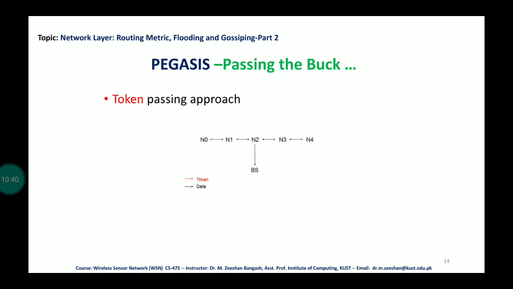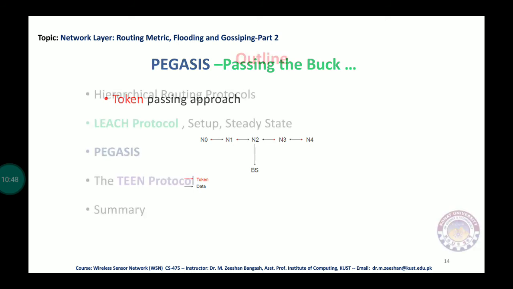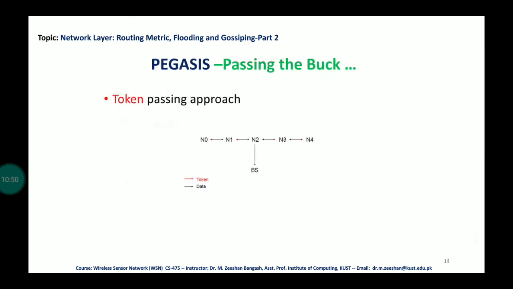You can just look at the diagram that the token is passed to different nodes and also to the base station, and the base station is basically responsible for collecting the data. So the token is passed from one node to another node.